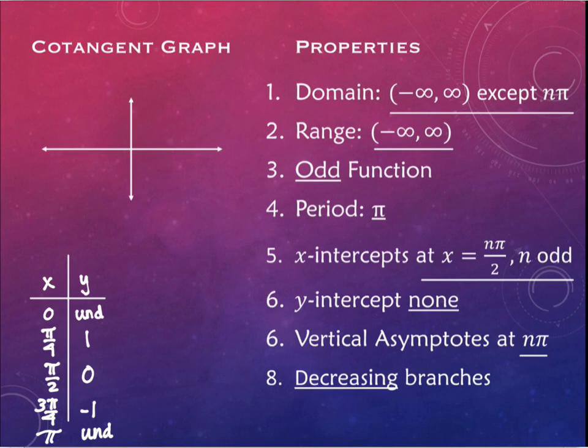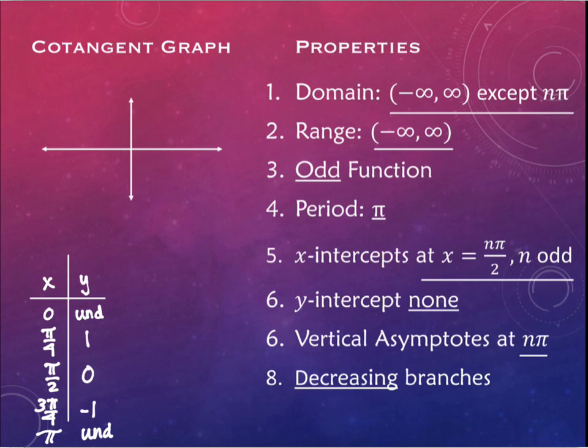Okay, anyway. The domain, again, is all of everything, negative infinity to infinity, except for the locations where there are asymptotes. And this time they happen wherever there is a whole pi value, so the n pi's. The range is negative infinity to infinity, and it is an odd function. All those things are the same as before. The period is the same as for tangent, it's pi.